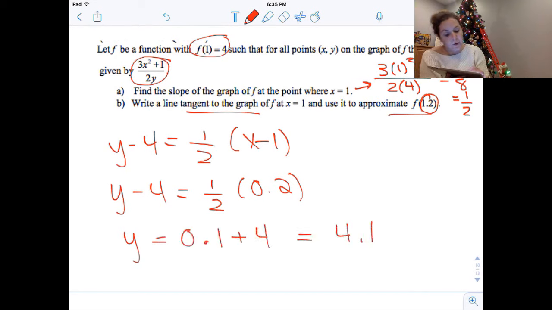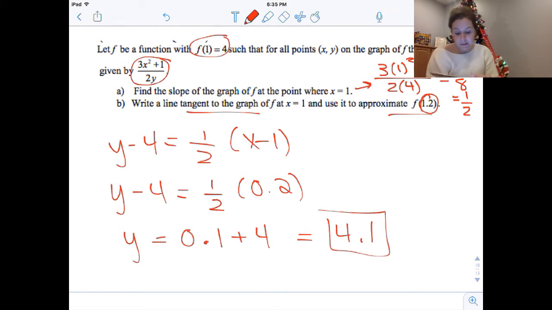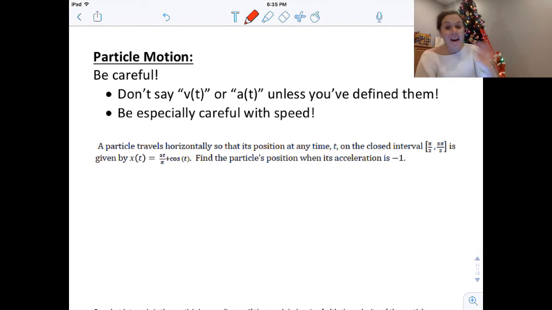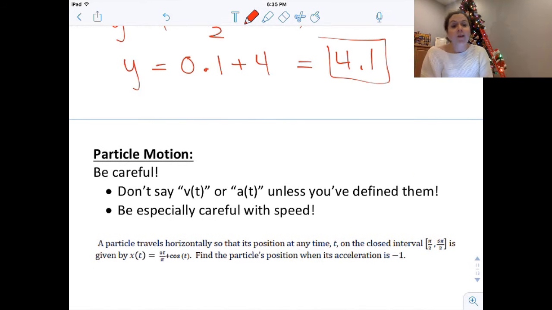All right, moving on. Particle motion. I am not going to spend a lot of time on this because truthfully, you guys rock at this. If you need more help on something in particular, great, come see me or go see Miss Belden or email us. But I honestly think, based on your particle motion quizzes and just your knowledge of physics, you guys are great at this.